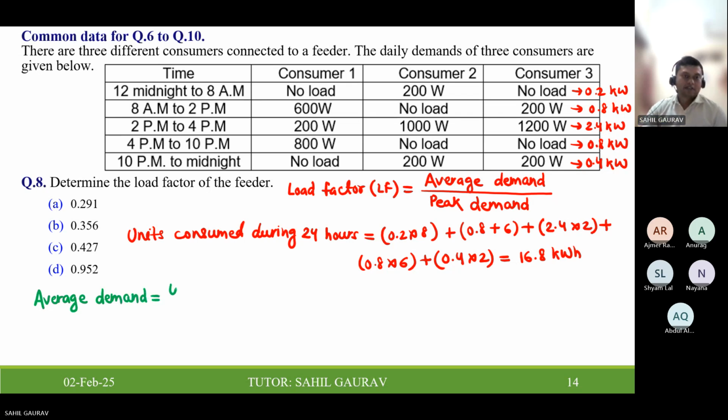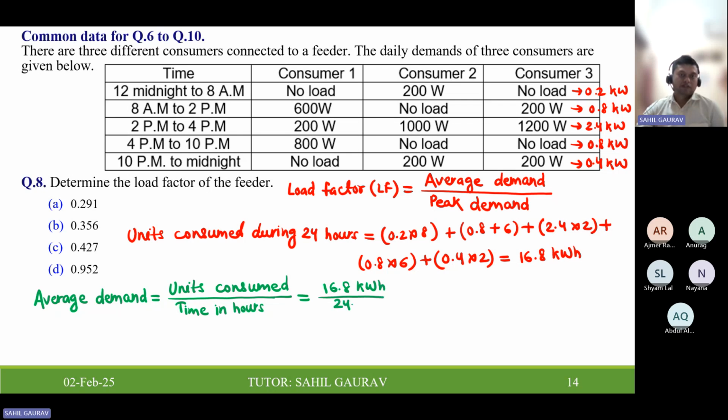Average demand is units consumed upon number of hours. Units consumed is 16.8 kilowatt hour. Time in hours is 24 hours. That is 0.7 kilowatt. So this we got average demand.